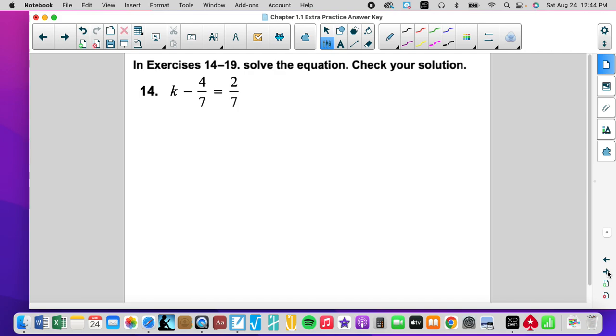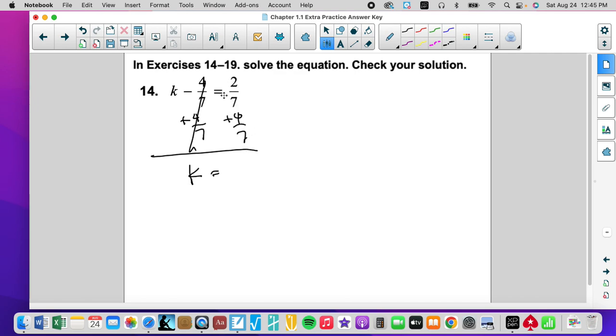Ooh, look at this. Now we got some fractions. So we again still ask what's happening to my variable. 4/7 is being subtracted from it. The inverse of subtracting 4/7 is adding 4/7. We're going to add 4/7 to both sides. A negative 4/7 plus 4/7 cancels, leaves me with my variable.